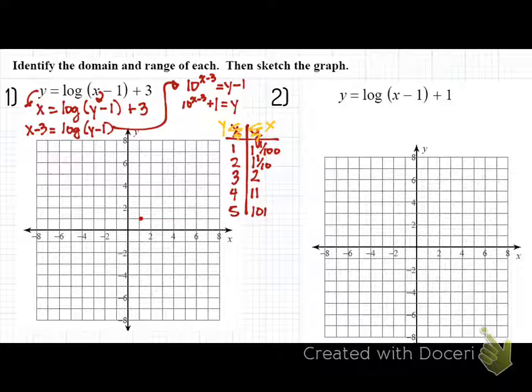See? And then I go to the next one. 1 and 1/10, 2. We're going to go 1 and 1/10 and up 2. There should be a point right here. Boom. Okay? Then we got 2, 3. We're going to go over 2, up 3. Okay? And then I'm going to go over 4, up 11.